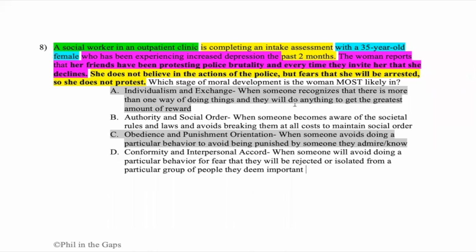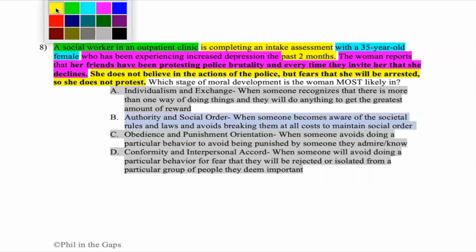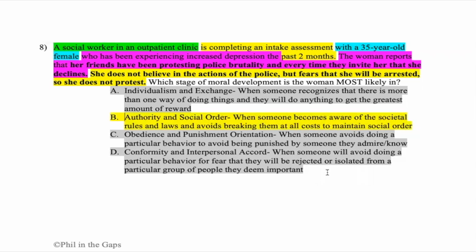So that's why she states, I don't believe in the police, but I don't want to be arrested, so I ain't going. For that reason, we're going to rule out D, because with conformity and interpersonal accord, she'd be like, man, my friends are going to hate me, so I'm just going to get arrested because it'll make them like me. The answer here is B, authority and social order, because she's respecting people of authority, aka the police, to avoid being arrested.